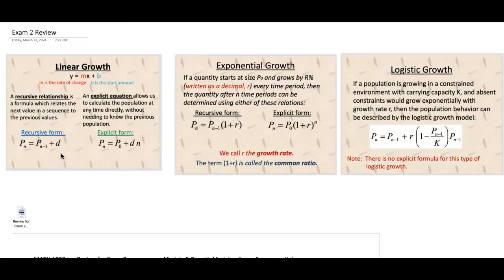And so a lot of the formulas will be on there, so you don't have to worry about getting those memorized or anything like that. Okay, so as well as for exponential growth, the recursive form and the explicit form will be on there, and also the logistic growth. Okay, so just so you know, all of those will be put on that formula sheet.